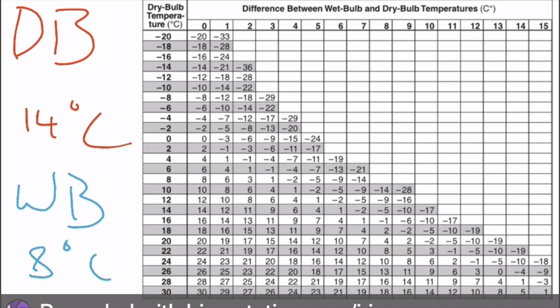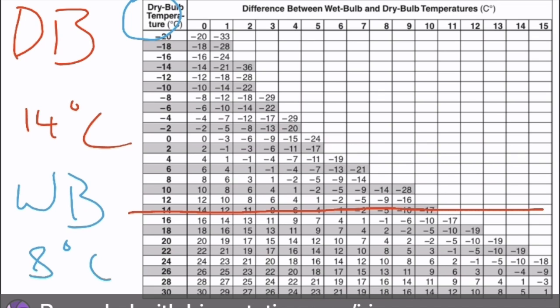First, you locate your dry bulb temperature on this chart. It's in this column that says dry bulb temperature. Here I see 14 degrees for my dry bulb temperature. So in this row right here, one of these values must be the dew point temperature for the current conditions.